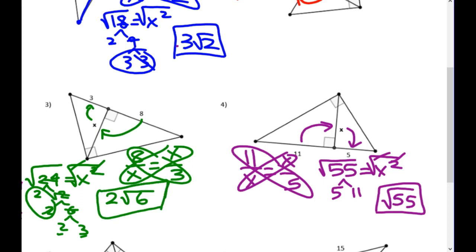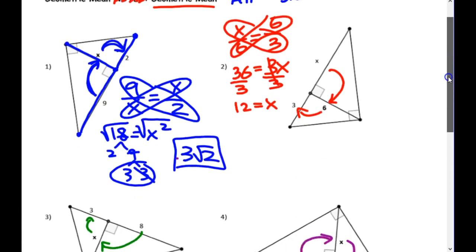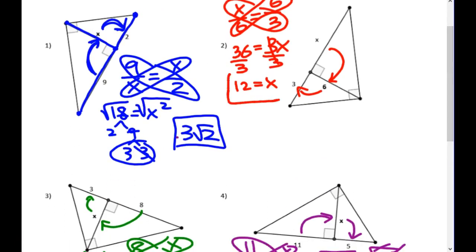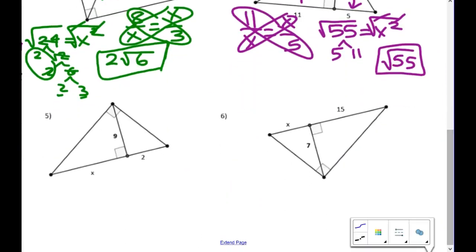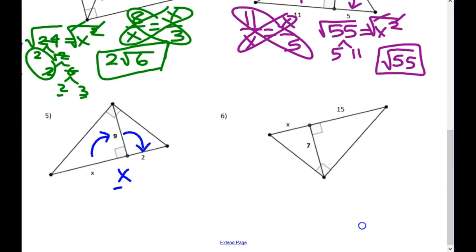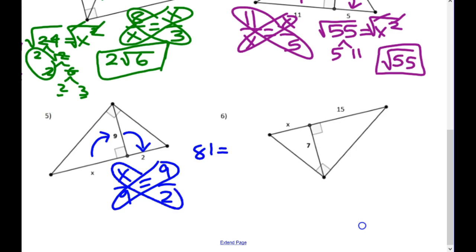Alright, so make sure you're boxing your answers so I can see them. Almost forgot to do that. Alright, and then the last two, blaze through these. So again, big over middle, middle over small, so x over 9 equals 9 over 2. 9 times 9 is 81. X times 2 is 2x. How do I get rid of the 2 in front of x? Divide by 2, divide by 2, and I get 40.5. You can use your calculator for that one.